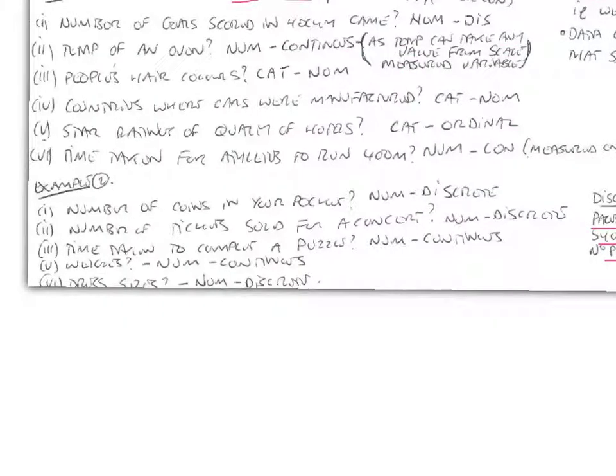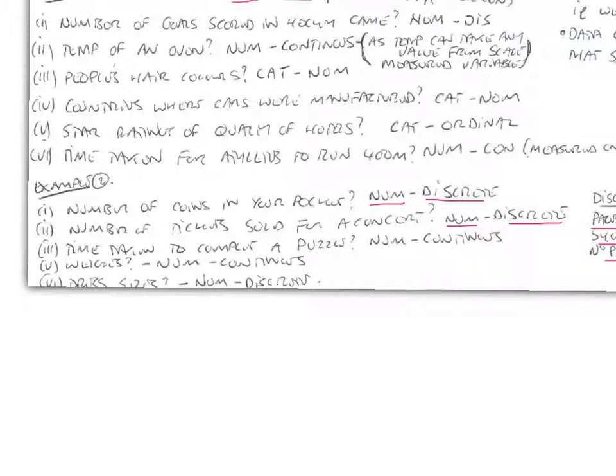And some further examples here. So the number of coins in your pocket, that's numerical, that data, and it's discrete because it's a fixed number. The number of tickets sold for a concert is numerical, and that's discrete. That's a certain number of tickets were sold.